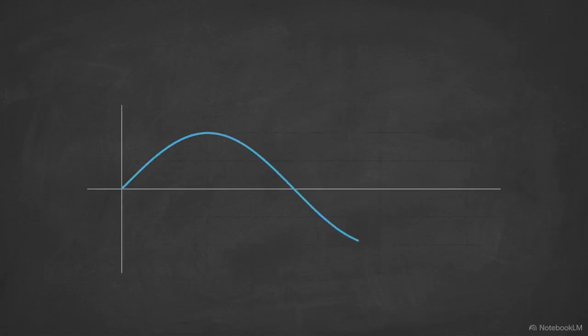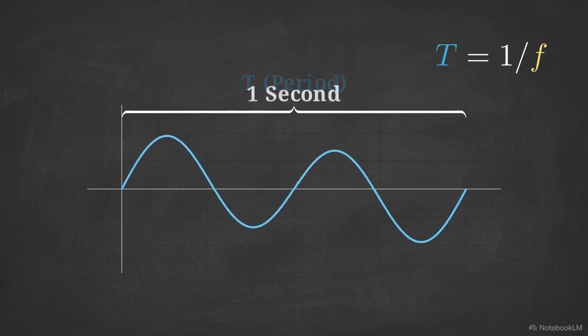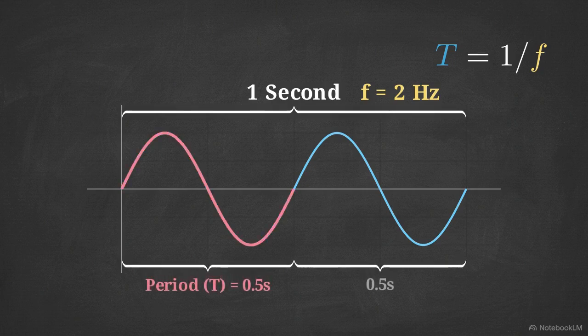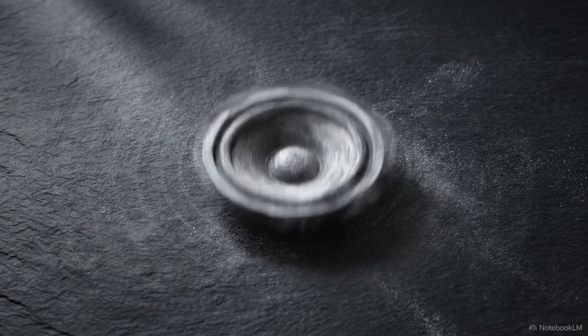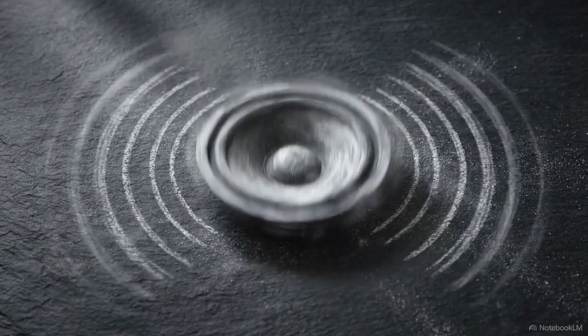The exact amount of time it takes to complete just one of these vibrations is the period, capital T. It is the inverse of frequency, calculated as 1 divided by f. If an object vibrates at a frequency of 2 Hz, meaning 2 full cycles per second, its period is exactly 0.5 seconds per vibration.